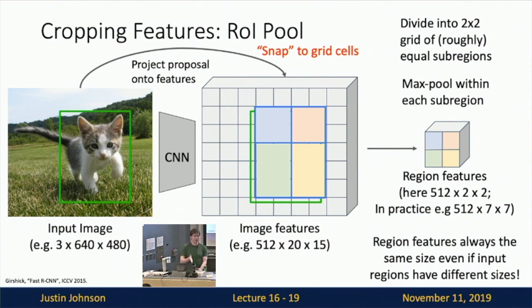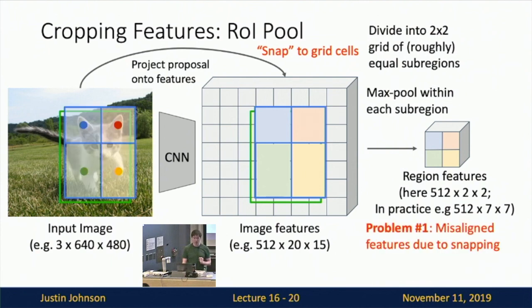in the ROI pool operation, we're going to divide up the snapped region proposal into roughly equal sized regions, but they won't be exactly equal sized because after we divide up, we're also going to snap to the grid cells of the image features. Then within each of these 2 by 2 sub-regions, we're going to do a max pooling operation. So recall this is the ROI pool operation that we talked about last time. That lets us do this feature cropping in a way that lets us swap the order of cropping and feature computation.